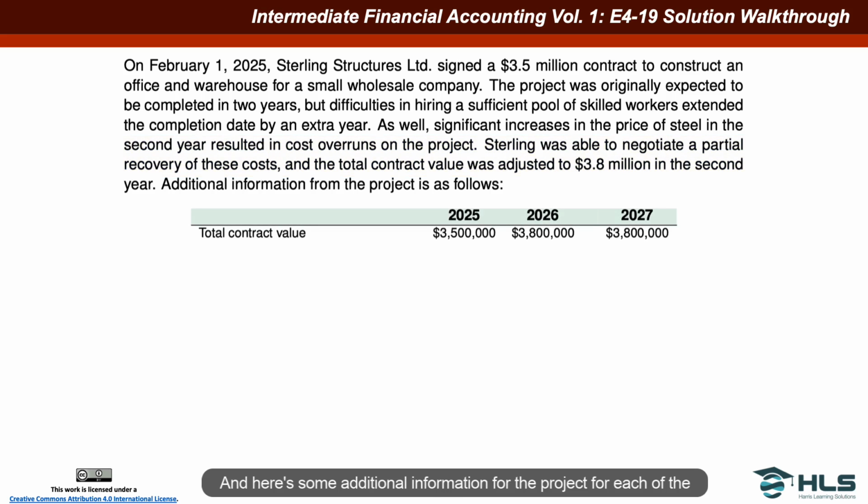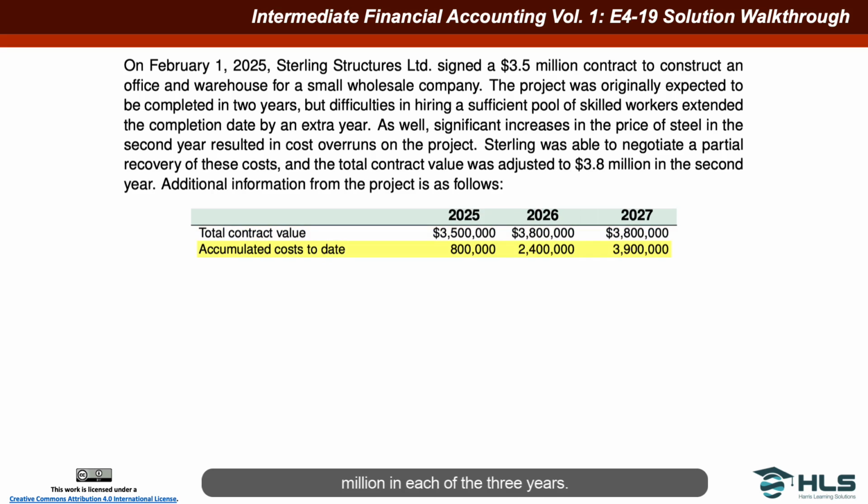And here's some additional information for the project for each of the 3 years. So we have a total contract value of $3.5 million in 2025, and we see that it increases to $3.8 million in 2026. We have accumulated costs to date of $800,000, $2.4 million, and $3.9 million in each of the 3 years. Now, it's important to note that some questions may present this a bit differently.